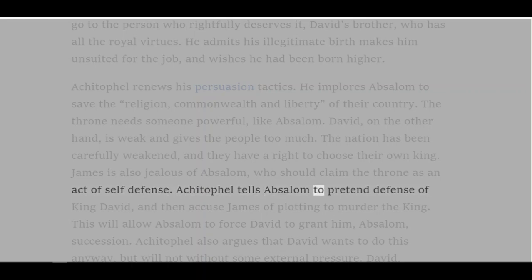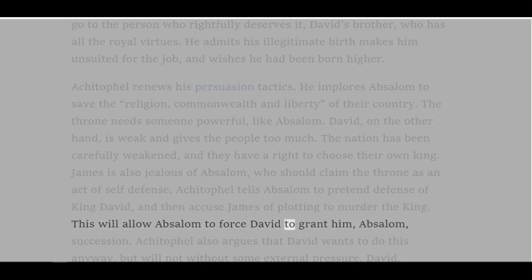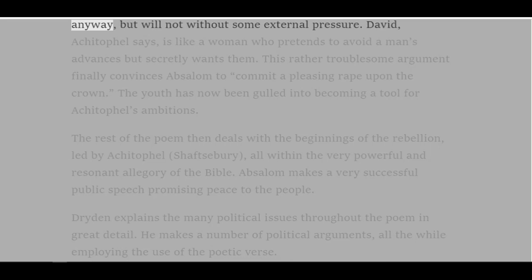Achitophel tells Absalom to pretend defense of King David, and then accuse James of plotting to murder the king. This will allow Absalom to force David to grant him, Absalom, succession. Achitophel also argues that David wants to do this anyway, but will not without some external pressure. David, Achitophel says, is like a woman who pretends to avoid a man's advances but secretly wants them. This rather troublesome argument finally convinces Absalom to commit a pleasing rape upon the crown. The youth has now been gulled into becoming a tool for Achitophel's ambitions.